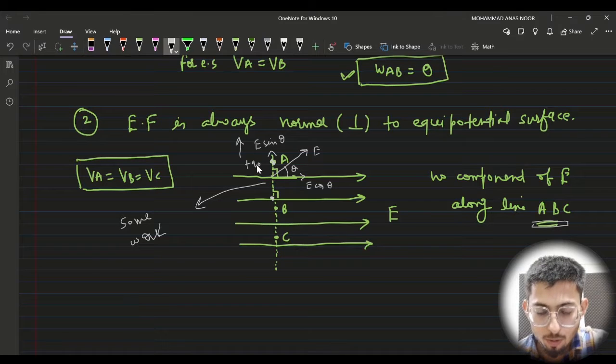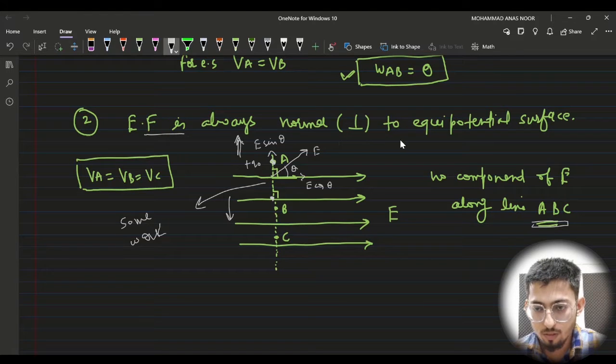And that would be possible only when there is some component of electric field in this direction or in this direction. Like, there would be 180-degree opposite, but the direction is the same, right? Along this line, both are along this line. That's why E is always normal to this.